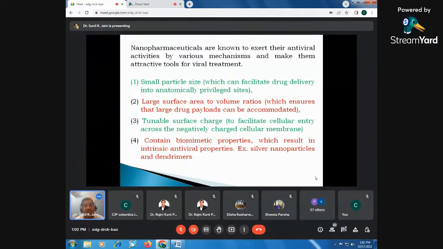Tunable surface charge: as we know, we can change the surface charge. If it is required, we can impart positive charge. If it requires negative charge, we can impart negative charge. So there is a tunable surface charge available with nanopharmaceuticals. Next, intrinsic antiviral properties. If you prepare silver nanoparticles and dendrimers, they also have properties to treat viral disease.